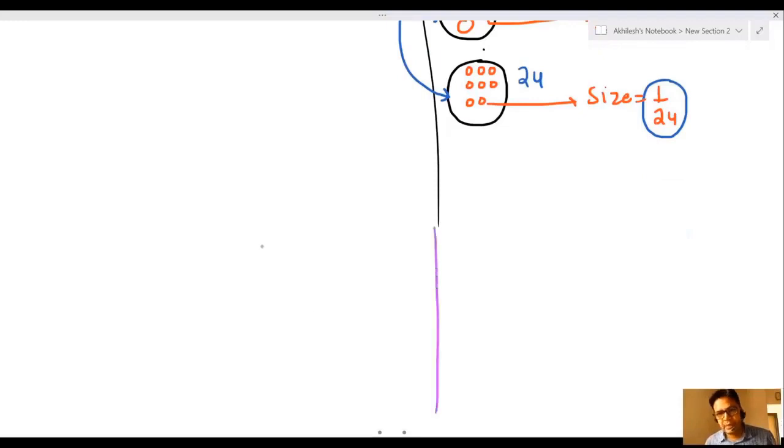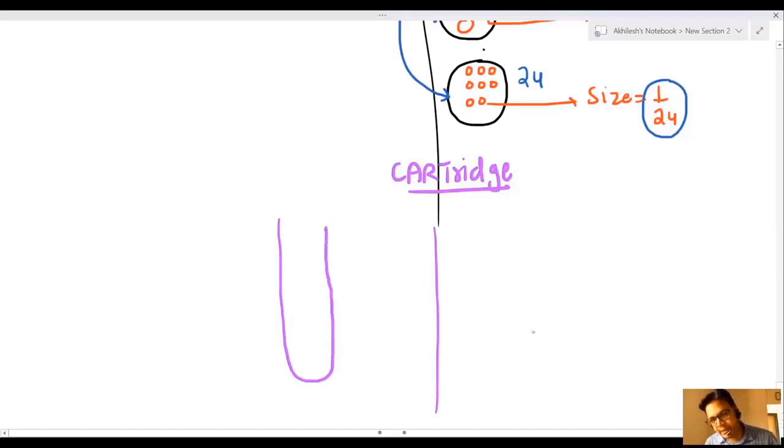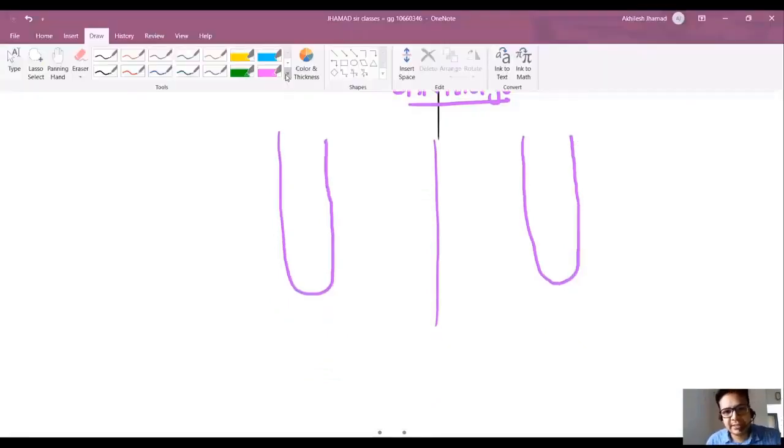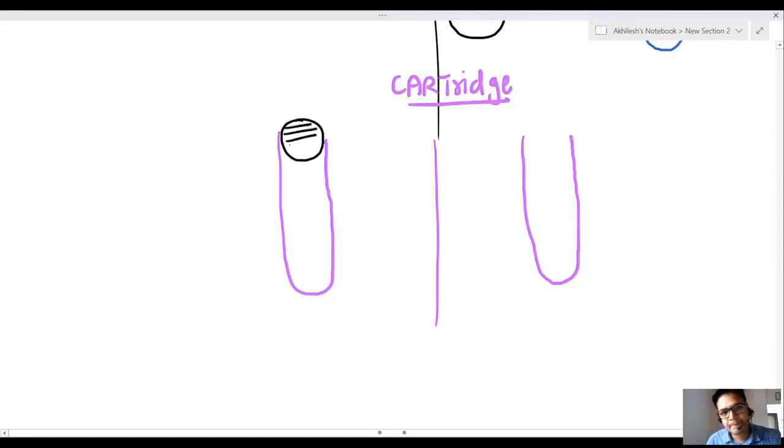Now, sir, these bullet and pellets are present in a cartridge. This is a cartridge of a rifle firearm. This is a cartridge of a smoothbore firearm. In a rifle firearm cartridge, we will have a single bullet. In a smoothbore firearm cartridge, we will have multiple pellets.